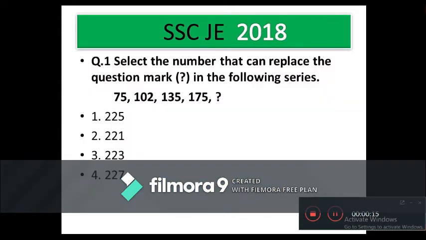Question number 1. Select the number that can replace the question mark in the following series. In this question, we have to find out the question mark in the series. The series consists of 75, 102, 135, 175, and what will come in place of the question mark? So the answer is 223. How has the answer come?